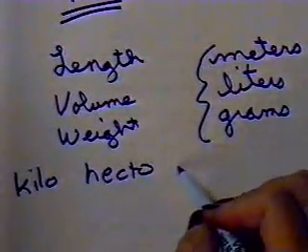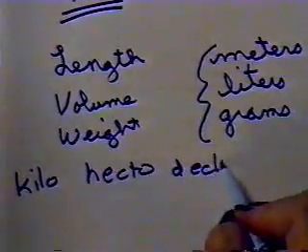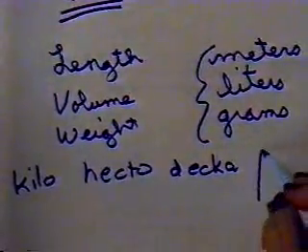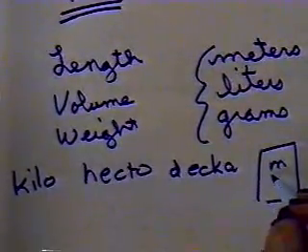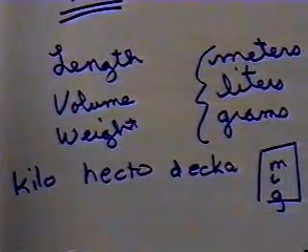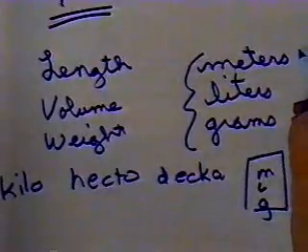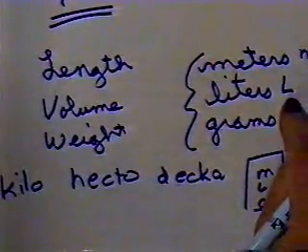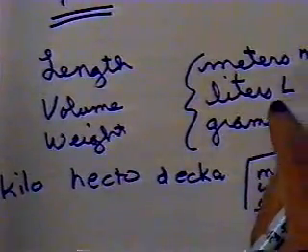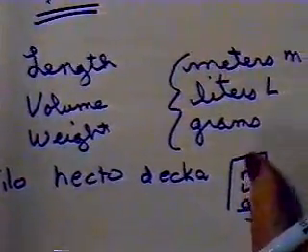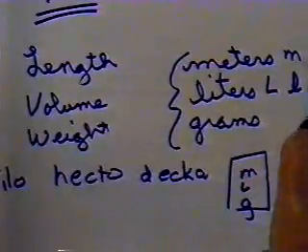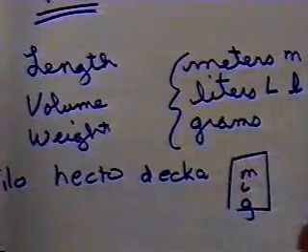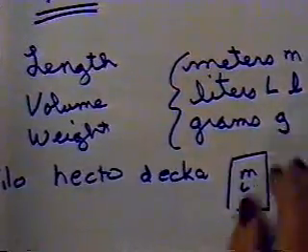Hecto, deca, and then you have whatever your basic measurement is, whether it's meters, liters, or grams. Meters is abbreviated with an M. Liters, I use a capital L so you don't think it's a 1. You get used to using a capital L, or at least write it like this, so you don't confuse it with the number 1. And grams is G.